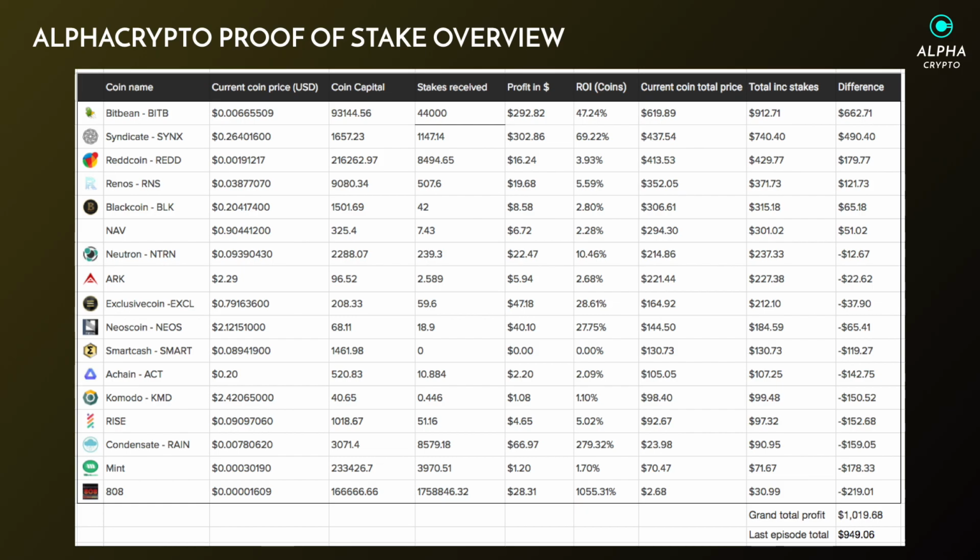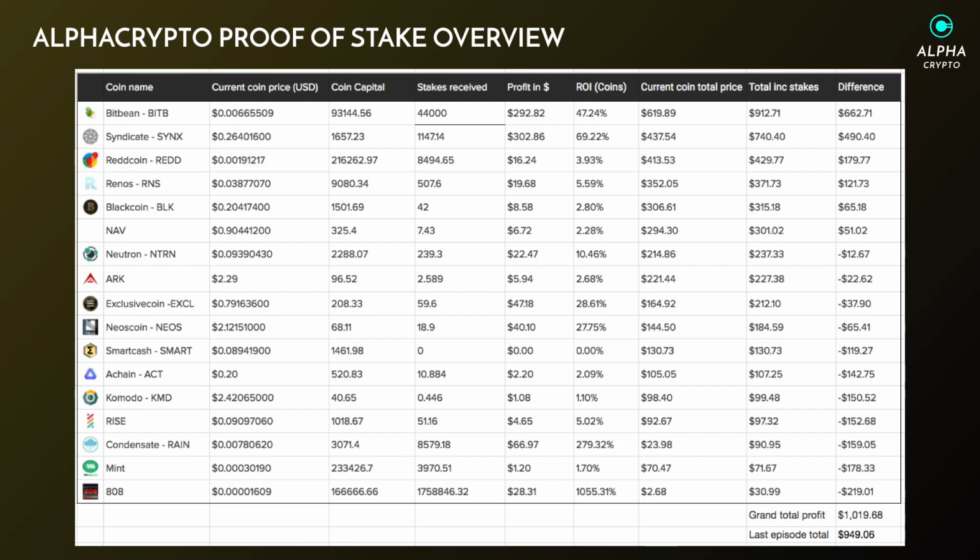So let's have a look at the overview and a quick look. So Bitbean still remains at number one. Difference of pure profit at $662.71 with that one. Syndicate has crept up very slightly to 490.40. I believe the Syndicate price has almost halved since it was only a few weeks ago. So yeah, so the difference is still there. Redcoin is still doing pretty well with a pure profit of $179.77.